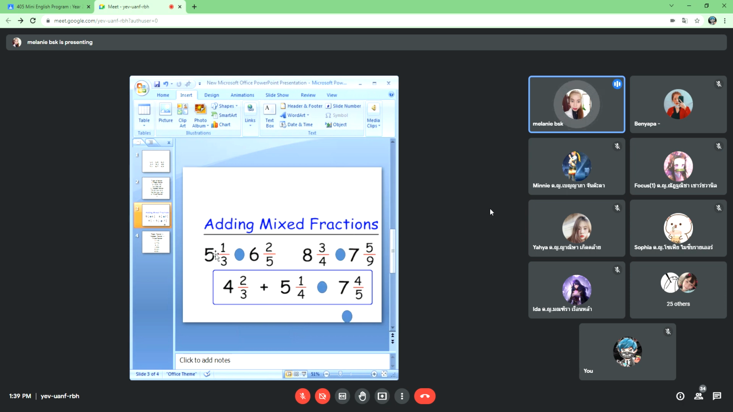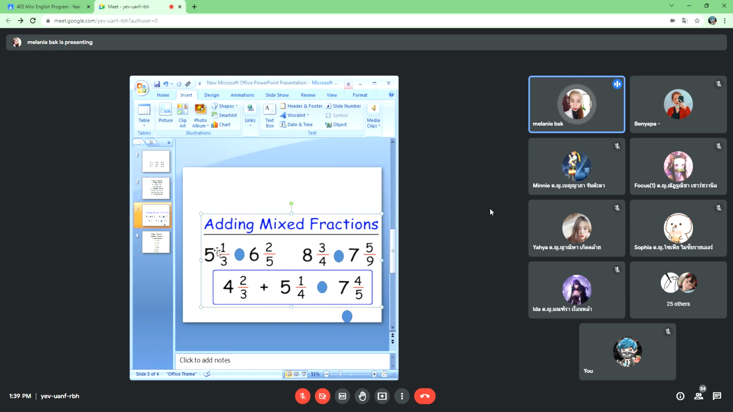Okay, have you seen this one? 5 and 1/3 is an example of mixed fraction. 6 and 2/5 is an example of mixed fraction. We have a whole number and a proper fraction. This is just an example of mixed number. Do you understand, Minnie? Mixed fraction is just easy.